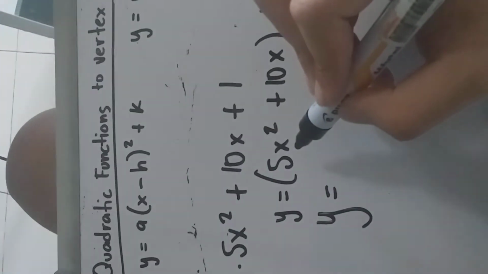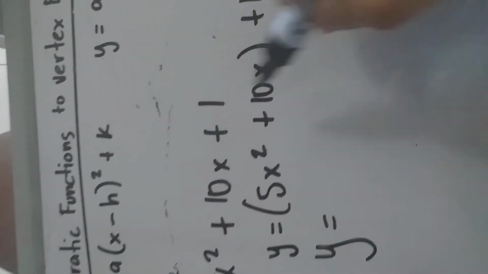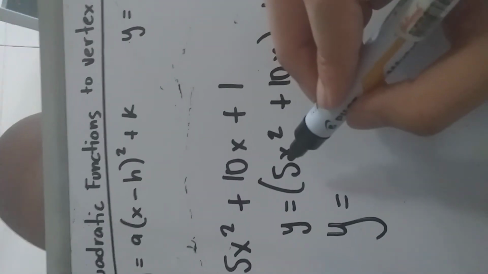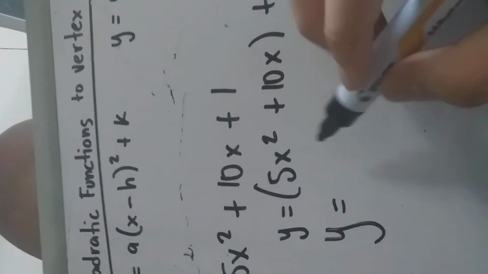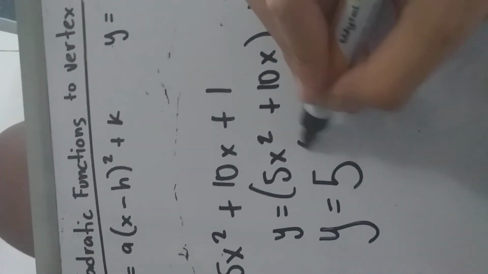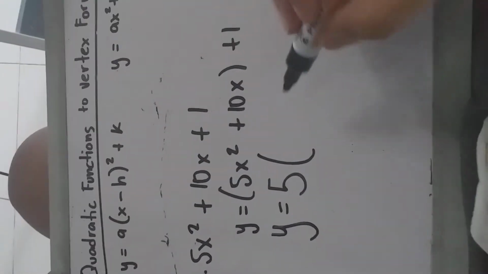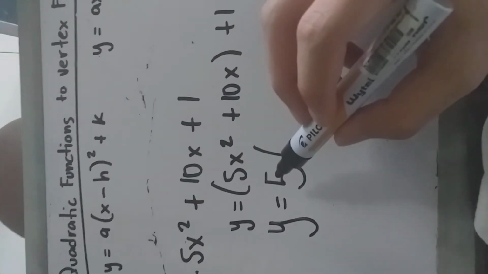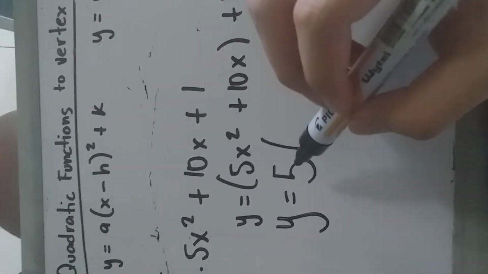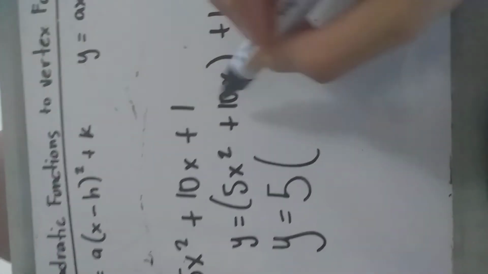So here our a is 5. So we have to factor out 5 from the parentheses. So if, for example, that's a 6, you factor out 6. If that's a 3, you factor out 3. So in this case, it's 5. You factor out 5 outside the parentheses. So after you factor out 5, you divide the numbers inside the parentheses by 5.